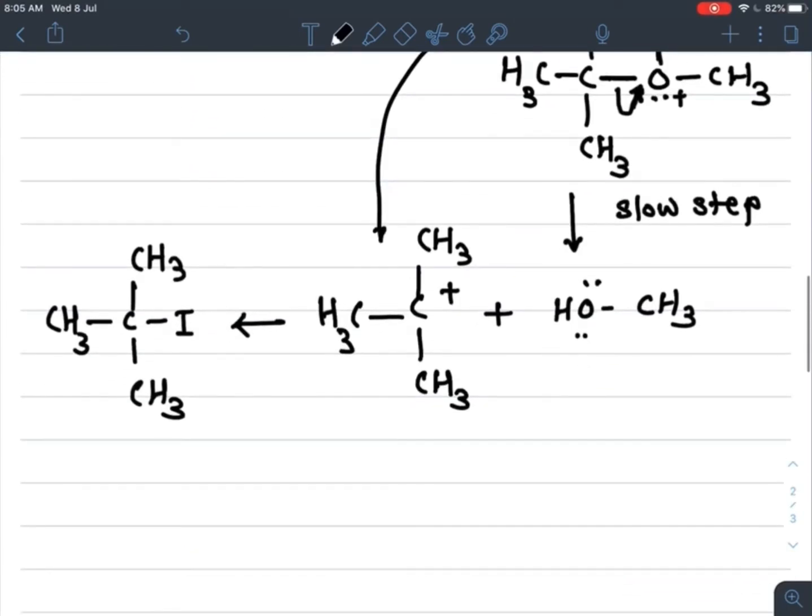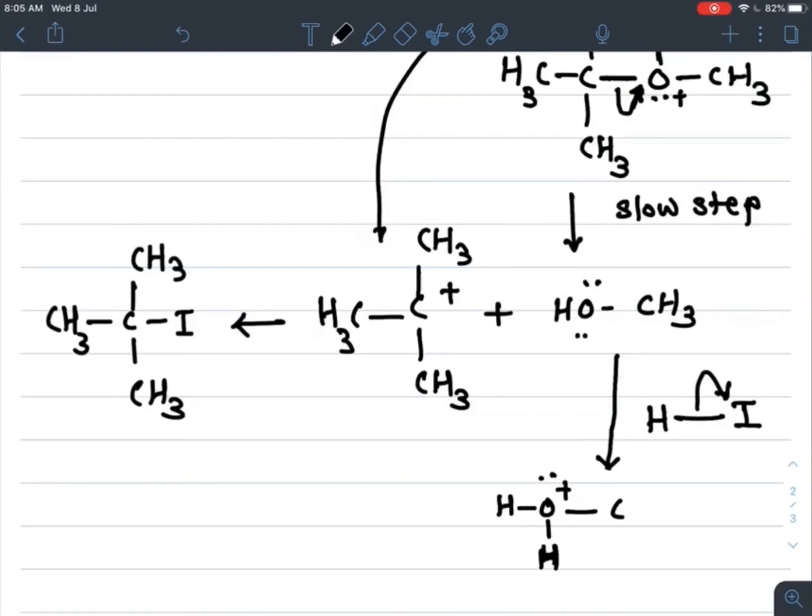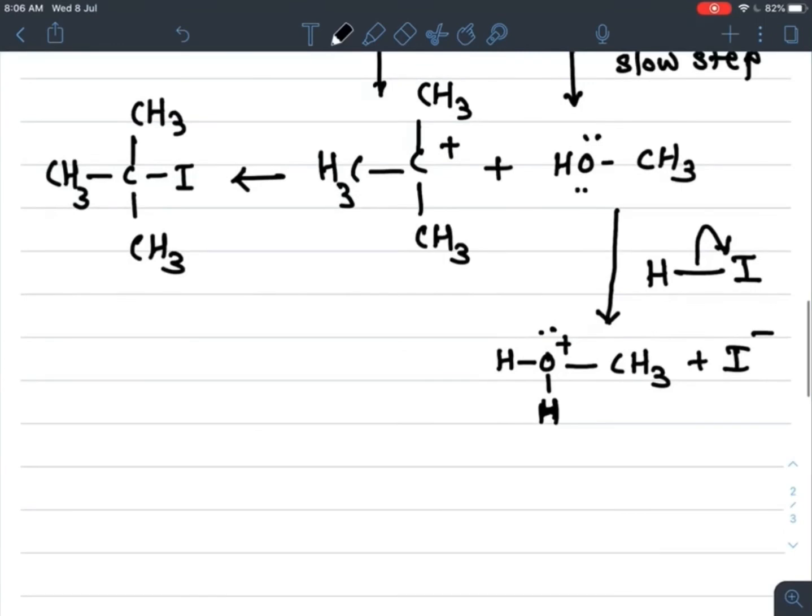Now this second byproduct, methyl alcohol, if excess HI is there, reacts in the same way. This heterolytic breaking takes place, and H plus and I minus are formed. To this H plus, oxygen donates its pair of electrons and forms the bond. So this OH is bonded with one more hydrogen on this oxygen, acquires a positive charge, and CH3 as it is, plus I minus is there.